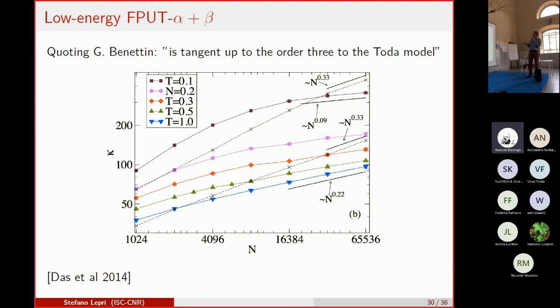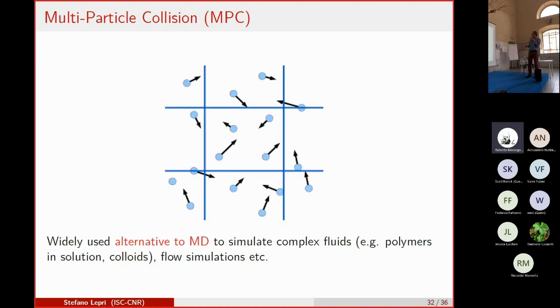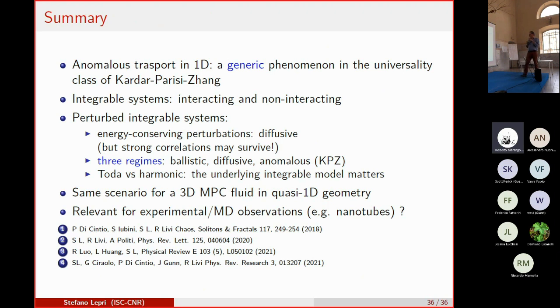If you decrease the temperature, which in a sense is your perturbation parameter, because the lower the temperature, the closer you go towards the Toda limit, you have a crossover from the anomalous behavior, which is not exactly what you expect but at least very close, towards this kinetic regime that I explained. I don't say anything about the harmonic chain, or about other models, and I go to the conclusions.